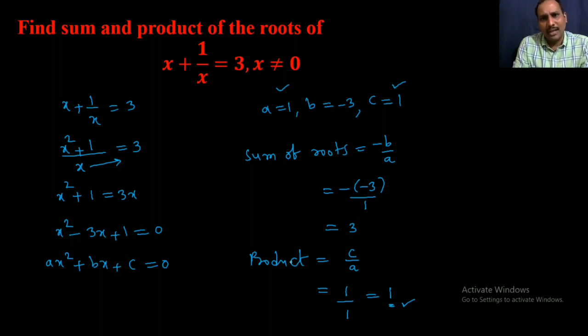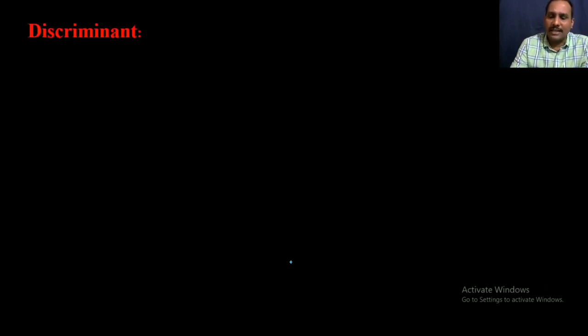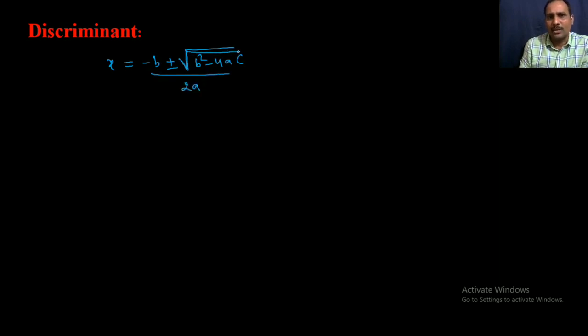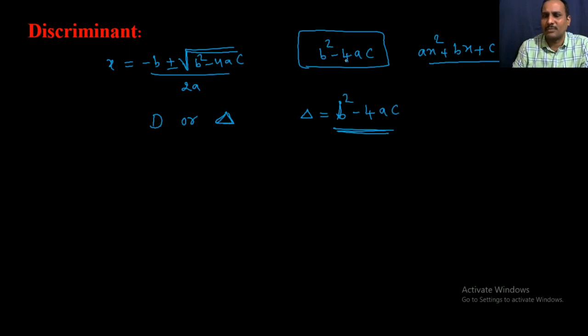And without knowing the roots, can we tell the nature of the roots? How the roots are? Yes, we can tell. So before knowing the nature of the roots, let us know what the discriminant is. In finding the roots of the quadratic equation ax square plus bx plus c equal to 0, we have a term b square minus 4ac under the root. This is called the discriminant of ax square plus bx plus c equal to 0. This discriminant is denoted by capital D or capital delta. So delta is equal to b square minus 4ac. This is called the discriminant of the quadratic equation.